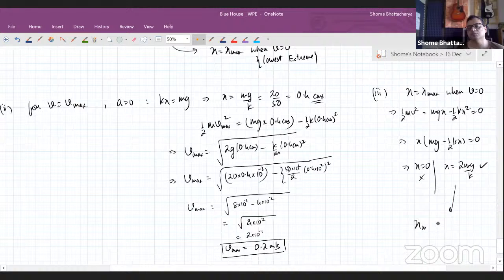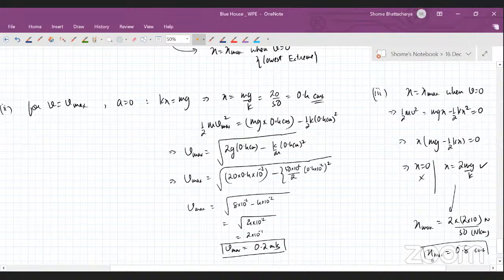So x maximum will become twice the weight, so that is twice of 2 into 10 divided by the spring constant. We can keep in Newton per centimeters. Okay. So that's becoming 40 by 50. So 4 by 5 or 0.8 centimeters. This is the maximum extension. Now you can see something interesting. The maximum extension is exactly double of this value. Equilibrium is at 0.4 and maximum extension is at 0.8.